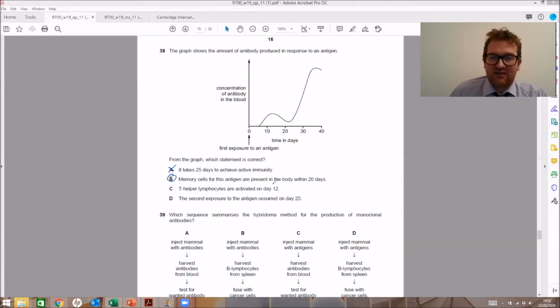T lymphocytes are activated on day 12. No, that's incorrect. The helper cells are releasing cytokines and other substances to help, but day 12 is not the day that they are being activated. The second exposure on the antigen occurs on day 25. Well, day 25 is roughly in the middle, and as you can see here, this is where the exposure would have taken place, leading to a mass increase. So it's on about day 22. So option D is also incorrect.